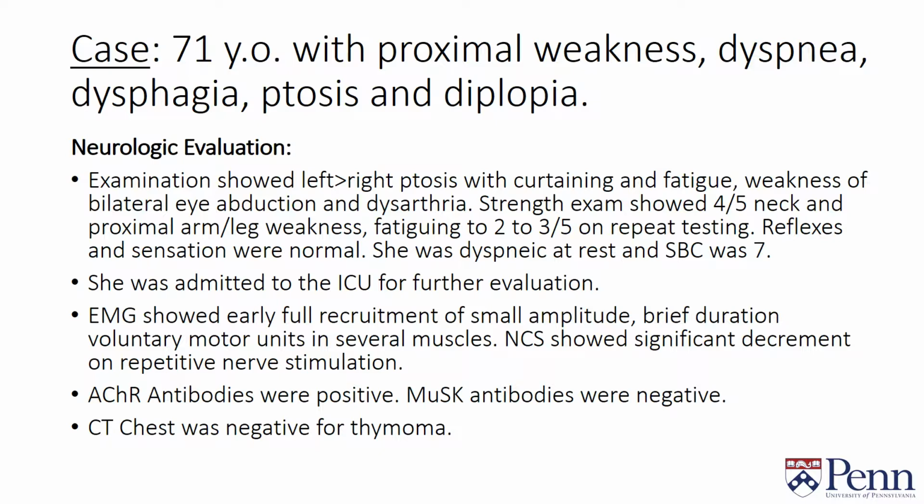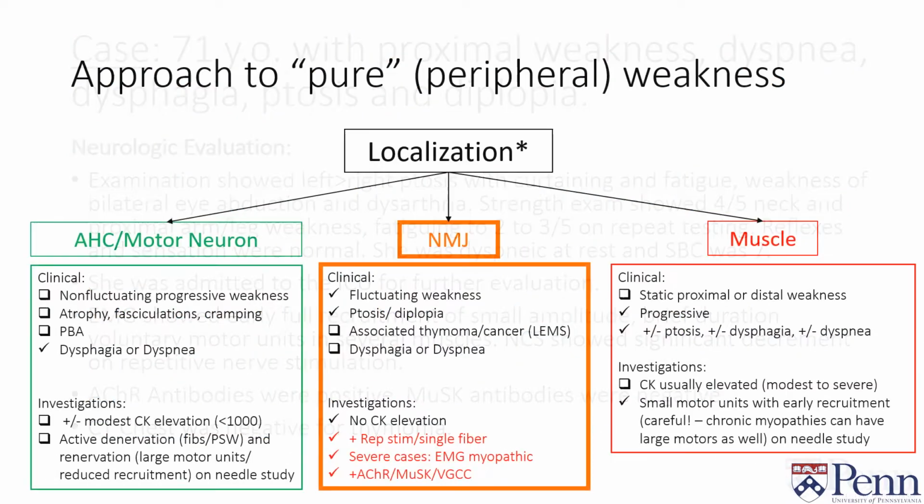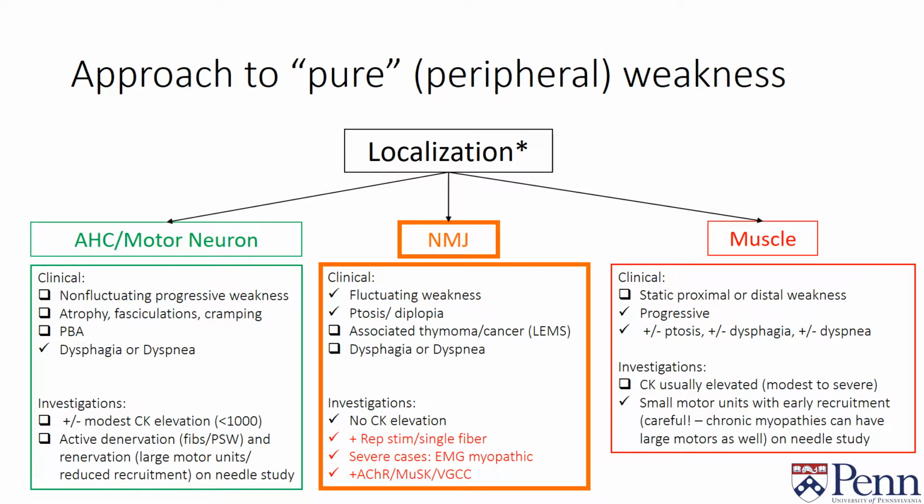Her acetylcholine receptor antibodies, however, were positive. We did a CT of the chest, and it was negative for thymoma. So in this case, this patient has several features that could be concerning for a possible myositis. She has this rheumatologic history. She had a predominantly proximal weakness pattern, but most of the evidence points to her having a neuromuscular junction disorder.